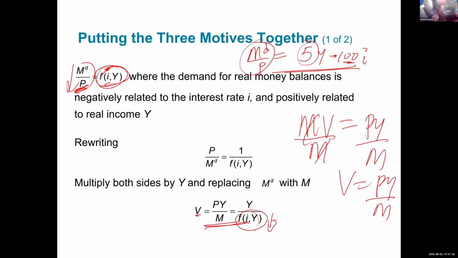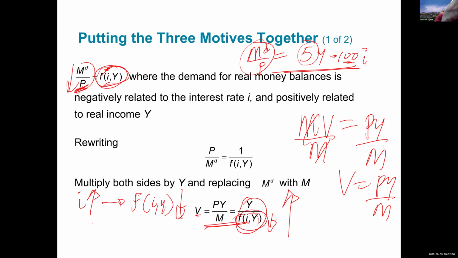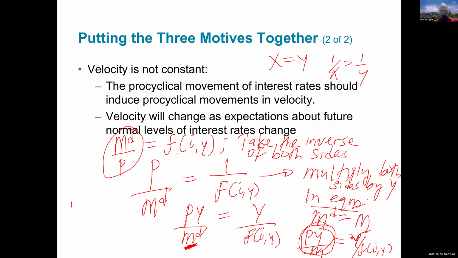And when the entire function is in the denominator, that means this entire ratio is going to what? It is going to increase. So when interest rate goes up, F(i, Y) is going to fall, and that is going to lead to the entire ratio Y over F(i, Y) going up. This entire Y over F(i, Y) is velocity, meaning there's a positive relationship between velocity and interest rate. So velocity is no longer constant, the way the classical model was telling us yesterday. Under the Keynesian framework, velocity is procyclical to interest rate. In fact, the procyclical movements in interest rates will induce procyclical movement in velocity. So velocity will change as expectations about future normal interest rates also change. Okay.